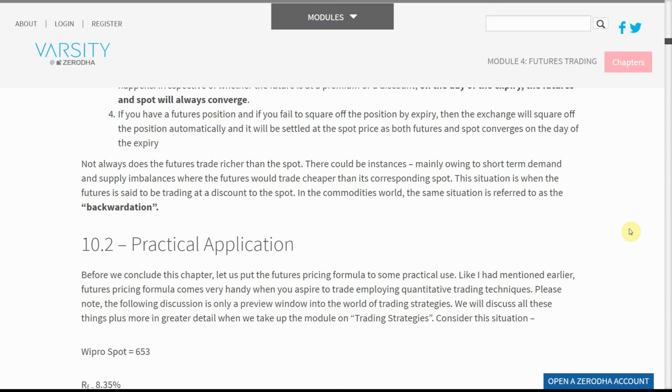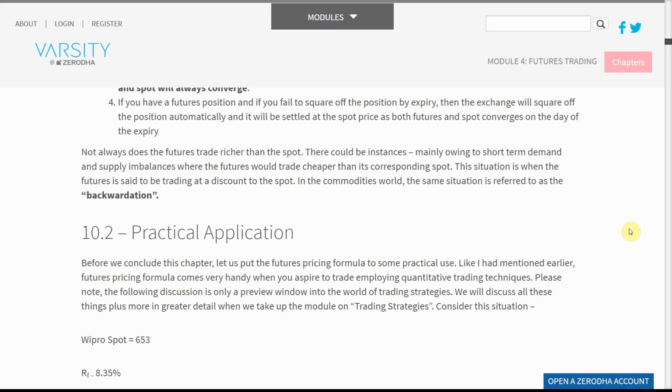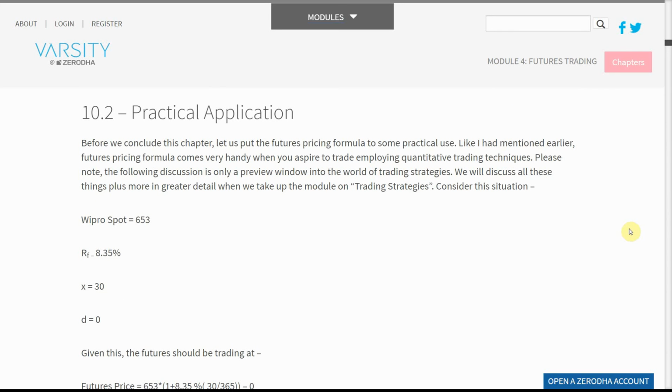10.2 Practical application. Before we conclude this chapter, let us put the futures pricing formula to some practical use. Like I had mentioned earlier, the futures pricing formula comes in very handy when you aspire to trade employing quantitative trading techniques. Please note, the following discussion is only a preview window into the world of trading strategies. We will discuss all these things, plus more, in greater detail when we take the module on trading strategies.